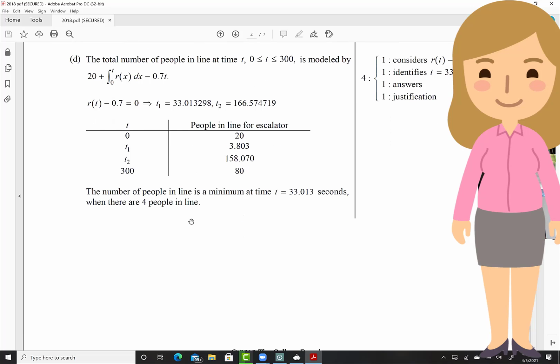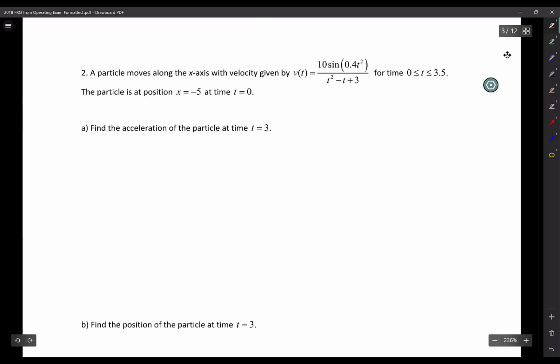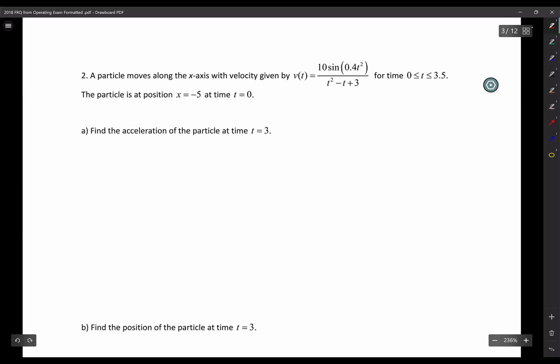So let me come back. It says a particle moves along... Oh, by the way, these are all questions from the 2018 free response exam, guys. A particle moves along the x-axis with velocity given by, and they give you this velocity. I would type this into your calculator. Everyone now has a TI-84. So I would type this into your Y1, and it's between 0 and 3.5. The particle is at position x equals -5 at t equals 0. So this is your initial position, so I would write it somewhere.